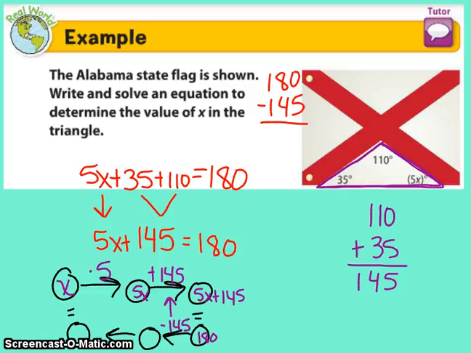I can't do 0 minus 5, so I have to borrow. 10 minus 5 is 5, 7 minus 4 is 3, and 1 minus 1 is 0. So I know that 180 minus 145 gives me 35. Then I do the opposite of times 5, which is to divide by 5. And 35 divided by 5 gives me 7. So x is equal to 7.